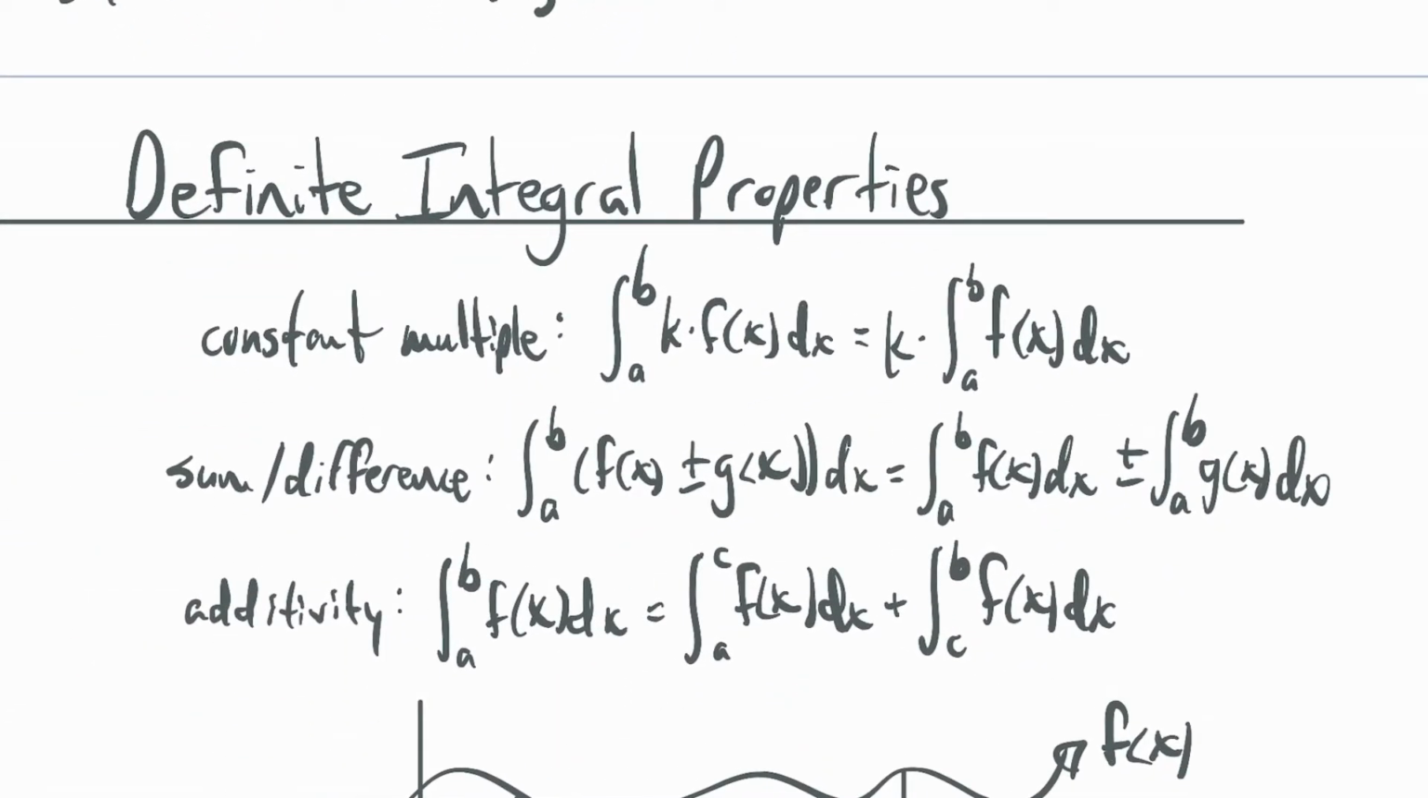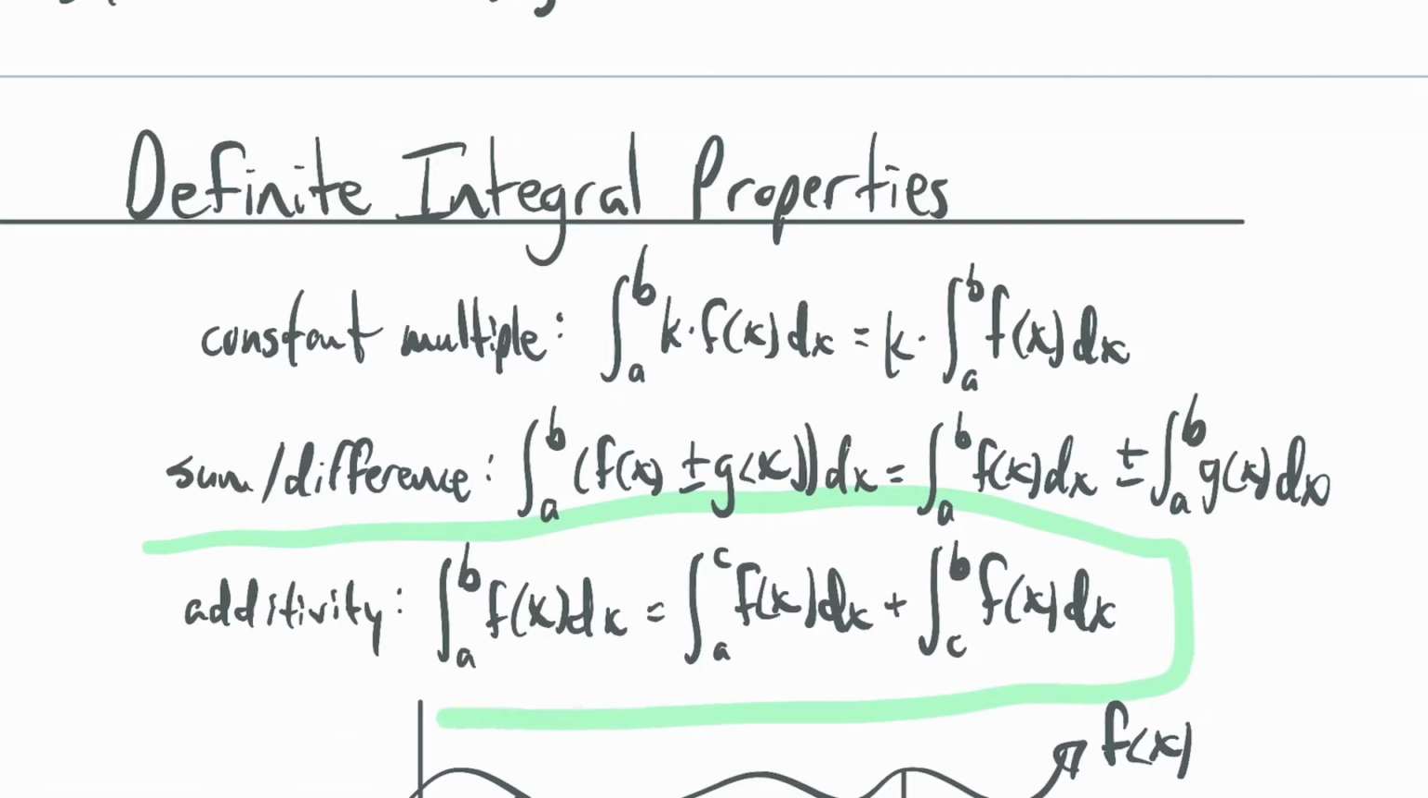These are mostly inherited from antiderivatives. The first property is a constant multiple property. If you have a constant multiplied against a function inside a definite integral, you can move it out in front just like with an antiderivative. If you have a sum or difference of two functions in a definite integral, you can do them separately, just like with an antiderivative. The additivity is not inherited from antiderivatives, but it's pretty straightforward.